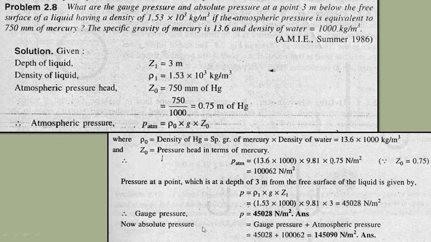Now absolute pressure. Absolute pressure is equal to gauge pressure plus atmospheric pressure. So here we have calculated the gauge pressure, and the atmospheric pressure is this much. We add the atmospheric and gauge pressure, and we get the absolute pressure. Absolute pressure is equal to gauge pressure plus atmospheric pressure. So this formula you keep in mind.